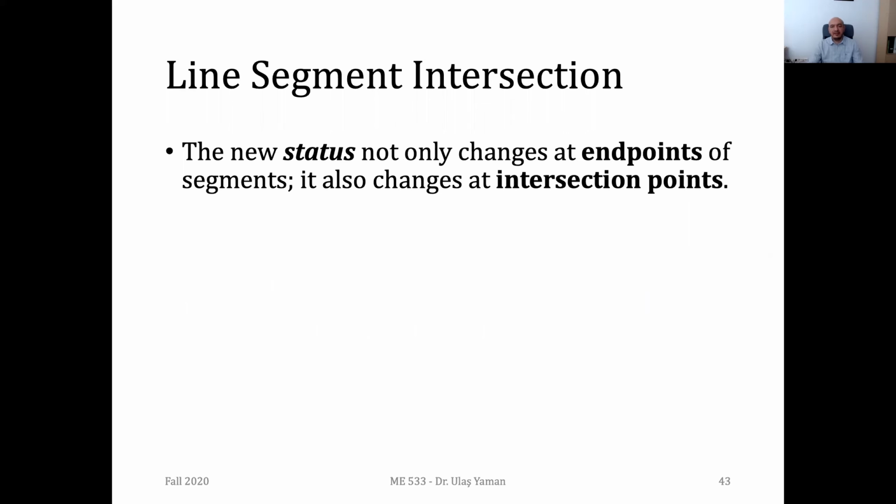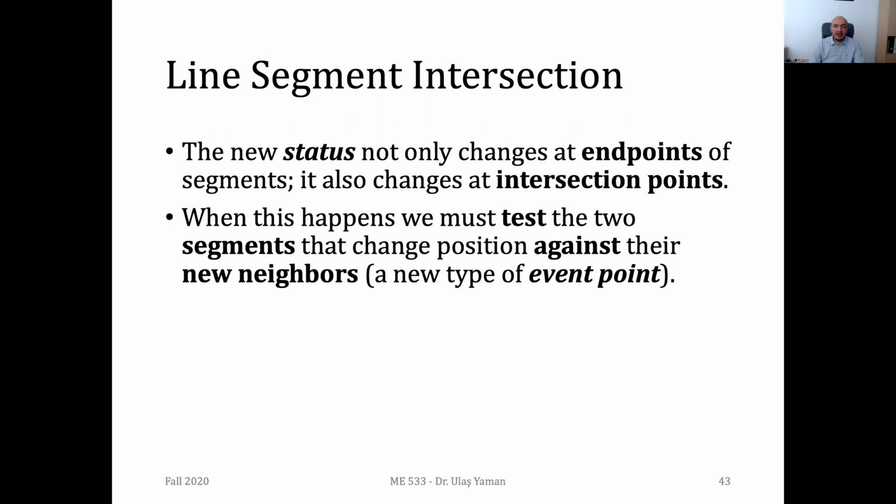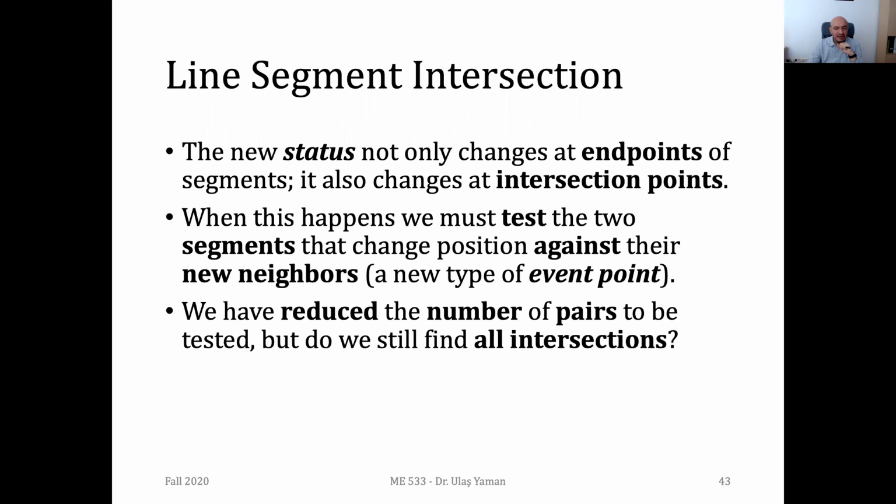So as I mentioned, the status line also changes at the intersection points, not only at event points. So once you come up with an intersection point, again, you need to do some tests between the new neighborhoods. So the question right now is, instead of checking all the pairs in the status, we are only checking the neighbors, right? The left and the right neighbors of the new line segment, or if you remove one line segment, then you will have another neighborhood, so we should do another check.